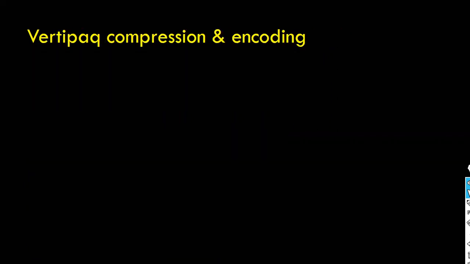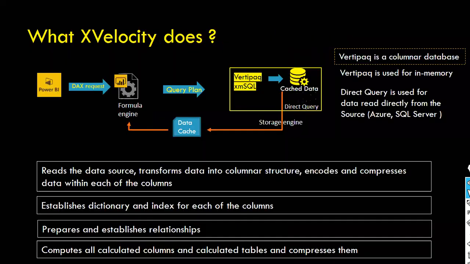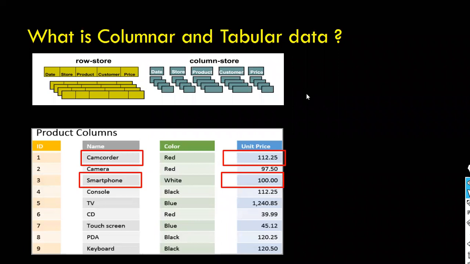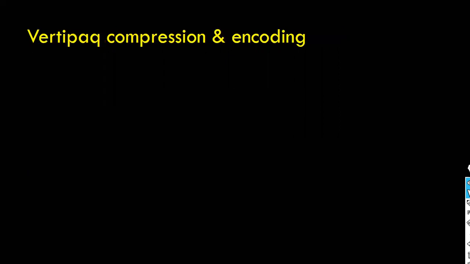Next is the second step we discussed. In VertiPaq, the recent name is the XVelocity engine. The XVelocity engine converts your tabular data into columnar, and then the second step is it compresses your data. It uses some compression algorithm or technique, and then it encodes the data to reduce the amount of memory required to process your query. So basically, the compression involves some kind of technique.